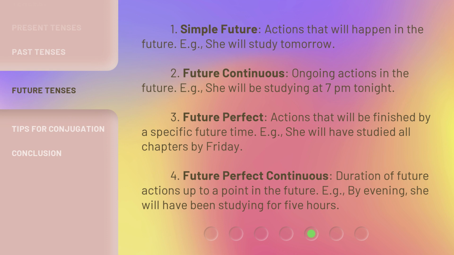3. Future perfect, actions that will be finished by a specific future time. E.g., she will have studied all chapters by Friday. 4. Future perfect continuous, duration of future actions up to a point in the future. E.g., by evening, she will have been studying for 5 hours.